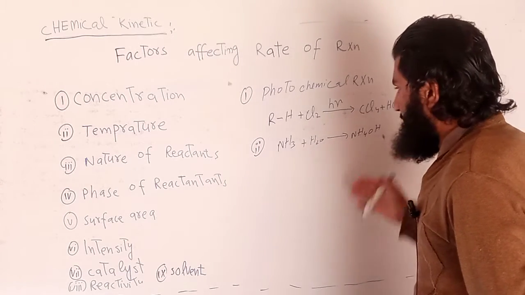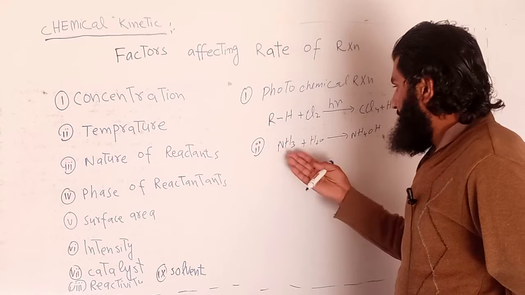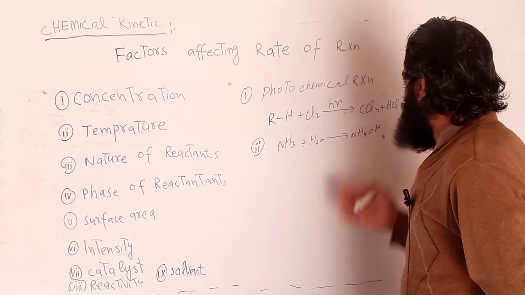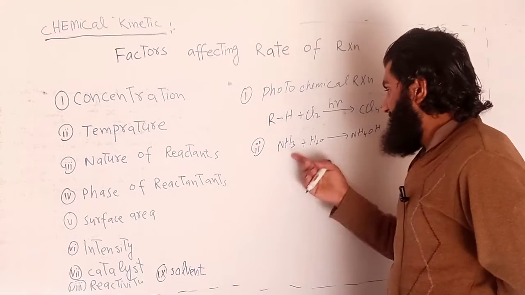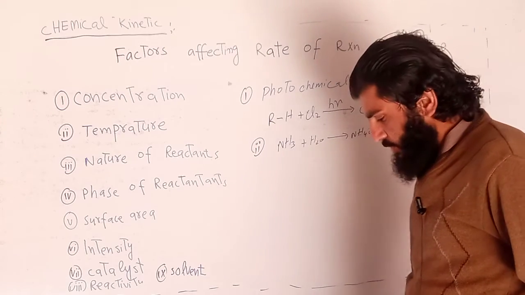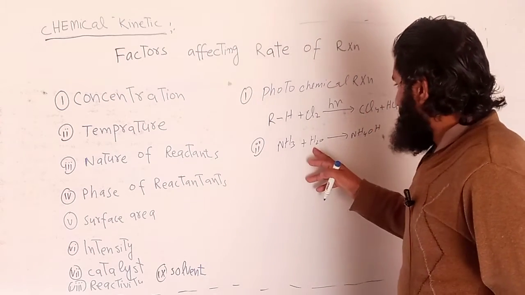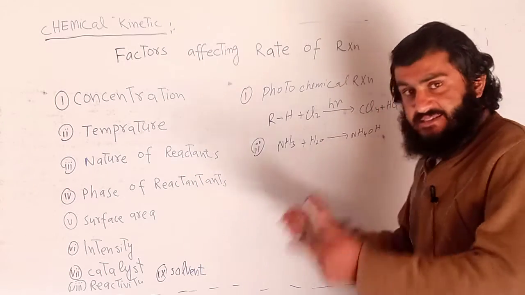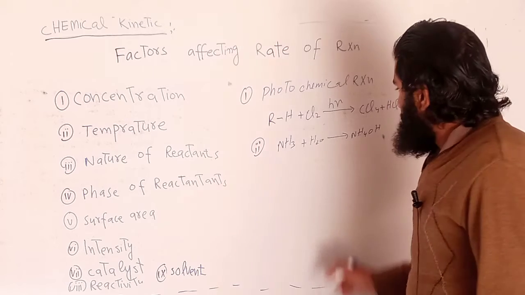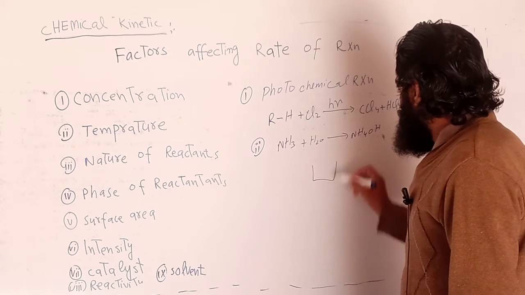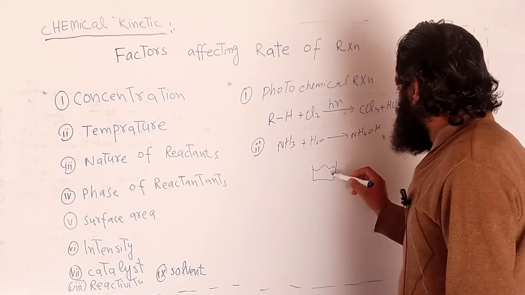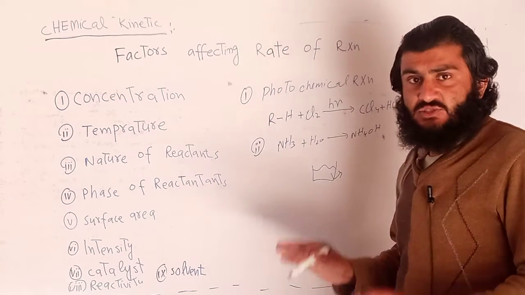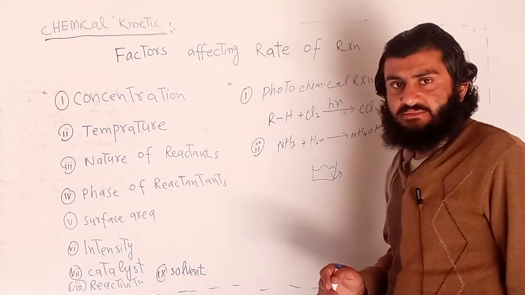Suppose this is a type of reaction, clear. This is a type of reaction where ammonia reacts with water and forms ammonium hydroxide. Neutralization reaction takes place. So if the water is in excess, clear, if we have taken a lot of water, so much water is present here, clear.